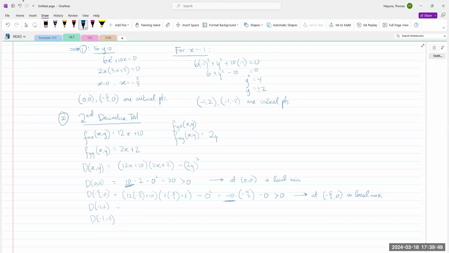Okay, at negative 1 comma 2, so when x equals negative 1, that will be negative 2 times 0 minus 4 squared, right, which is negative. That's negative 16. And once the determinant is negative, we know that's a saddle point. Okay. I think that's the same with this, negative 4 squared, that's still negative 16. So negative 1 comma negative 2 is also a saddle point.